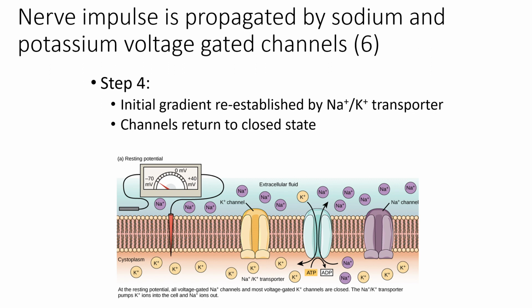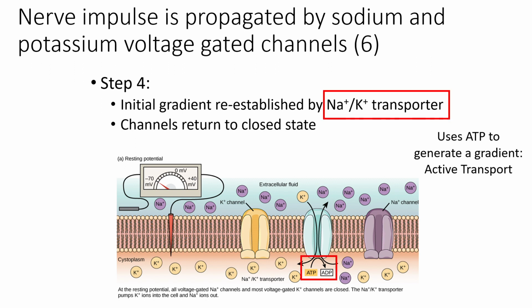And then after the state of hyperpolarization, the initial gradient of both sodium and potassium is then meanwhile being restored by the sodium-potassium transporter that's pumping away, pushing the sodium back out, and pulling the potassium back in. And then the channels, at that point, once the initial gradient is reestablished, we have the return to our normal resting polarized state, and the channels will return to their regular closed state as opposed to being inactivated.